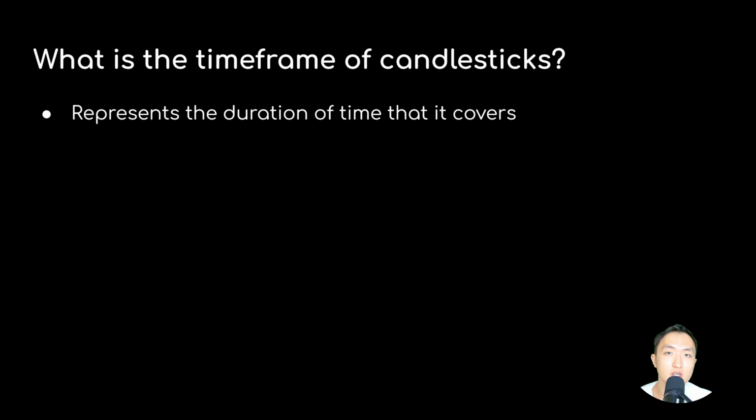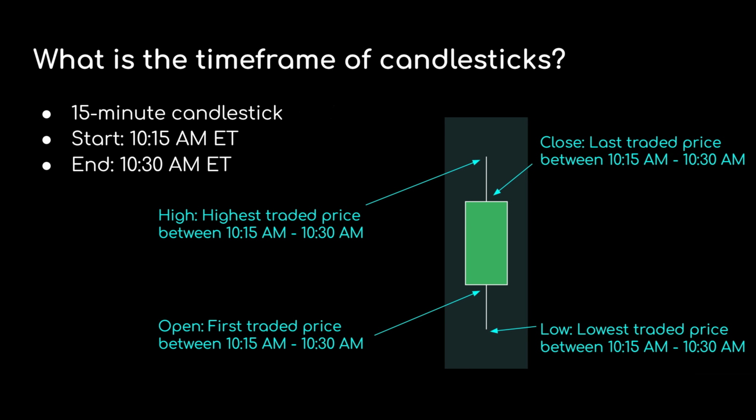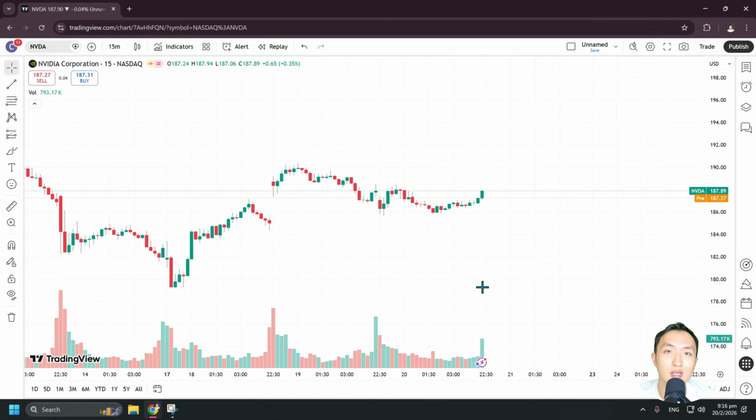The time frame of a candlestick represents the duration of time that it covers. For example, if we're looking at a 15-minute candlestick that starts at 10:15 and ends at 10:30, its open tells us the first traded price between those times. Its high tells us the highest traded price, its low the lowest, and its close the last traded price. The volume of a candlestick cannot be seen on the stick itself. It's typically displayed in a subchart.